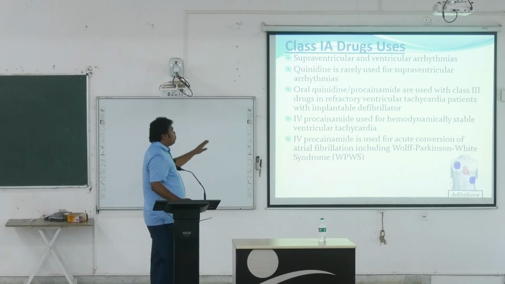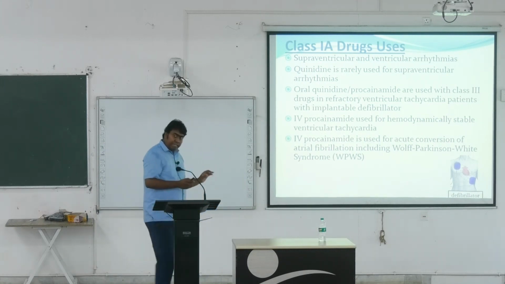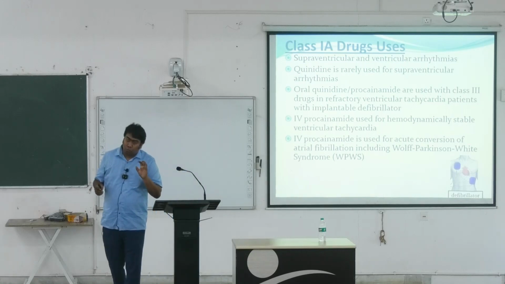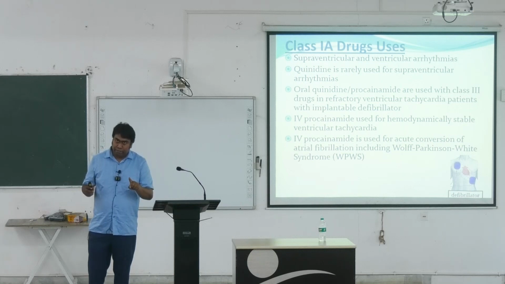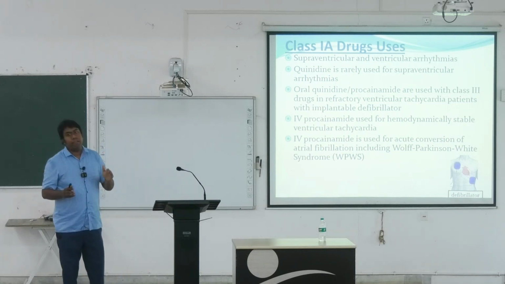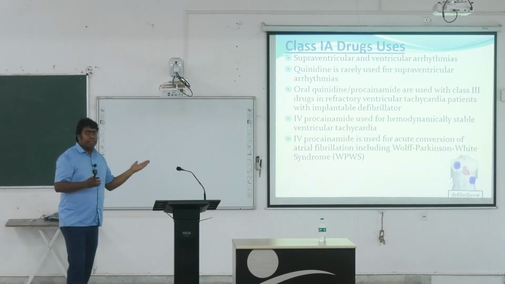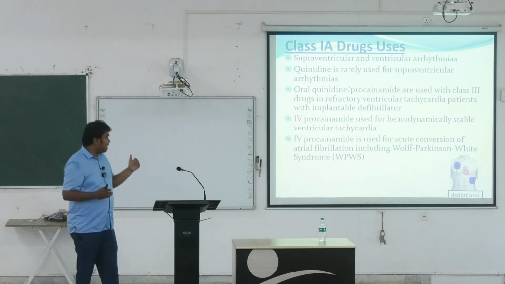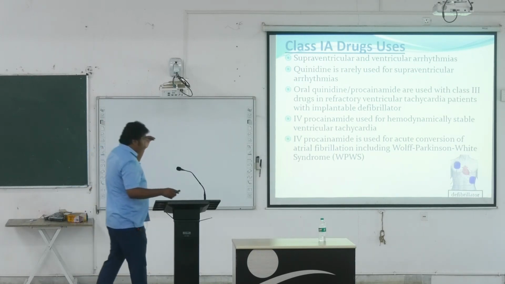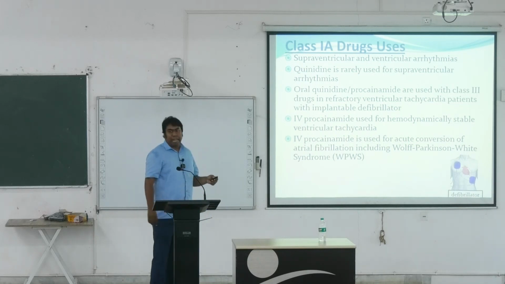IV procainamide is used in WPW syndrome. Clear? Where is it used? Class 1A, what are the names? Procainamide, quinidine. Where are they used? Primarily ventricular arrhythmias, along with class 3 in case of resistance, in WPW, procainamide, and hemodynamically stable ventricular tachycardia.